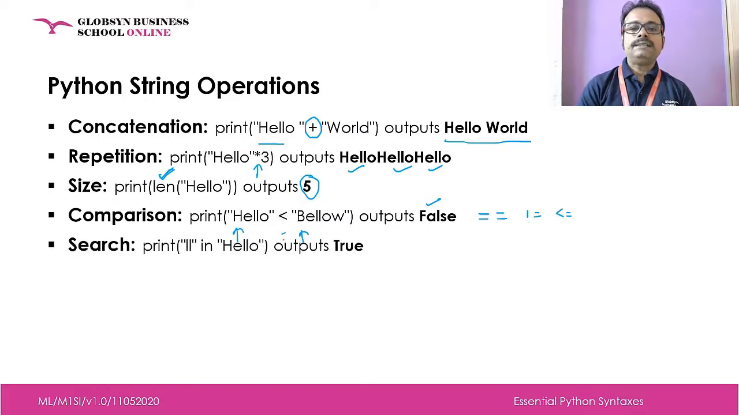Like in the case of a list, we can find out whether a particular value exists in the list. We can use in. You can recall the in operator for searching in a list. The same in operator can be used to search whether a substring exists in a string or not. Like in this case, I want to find out whether ll exists in hello or not. The answer is True. Yes, ll exists. So the same way we can use it in the case of strings also.